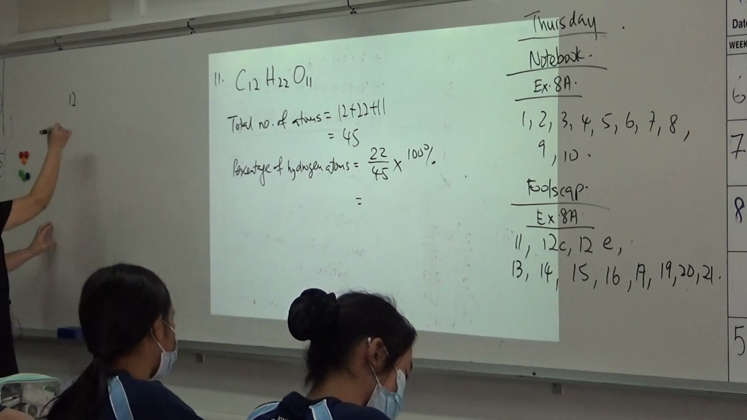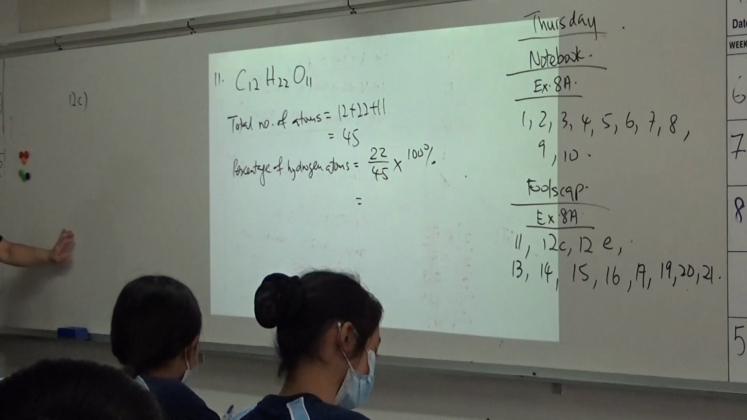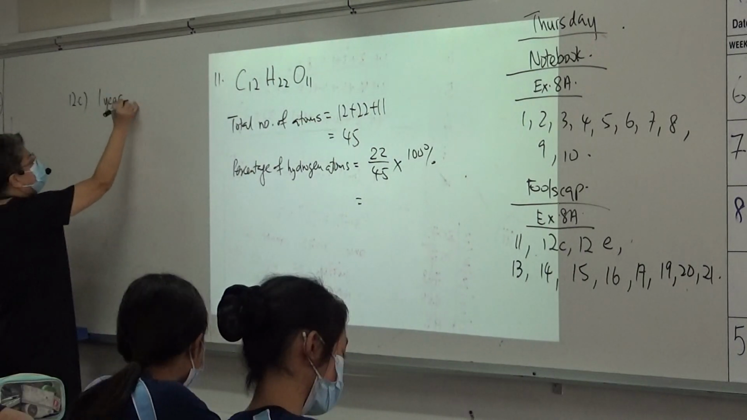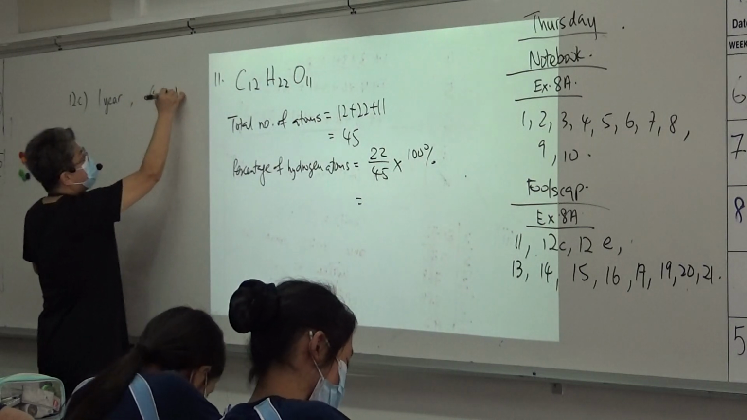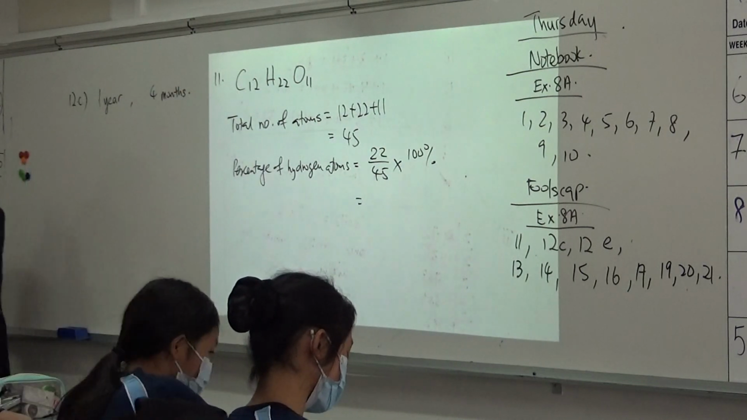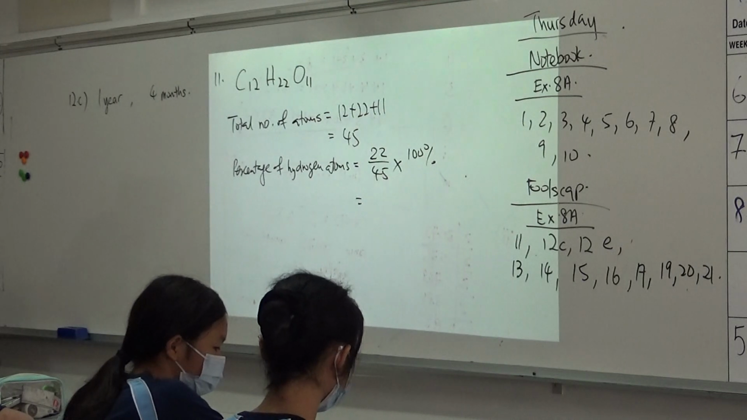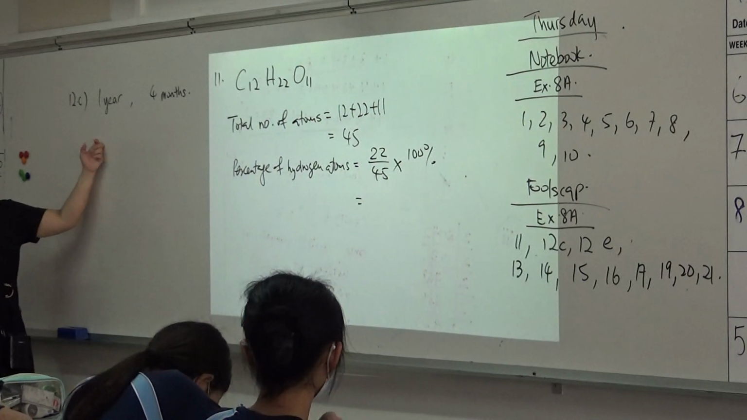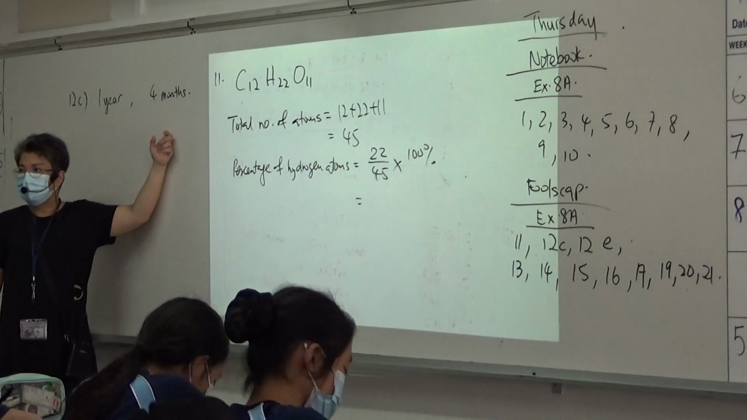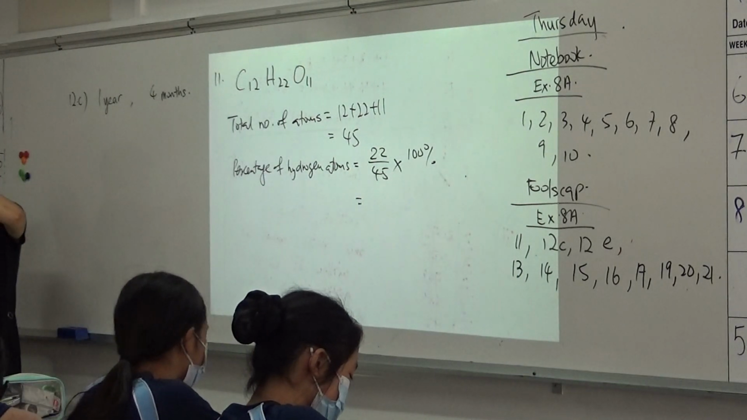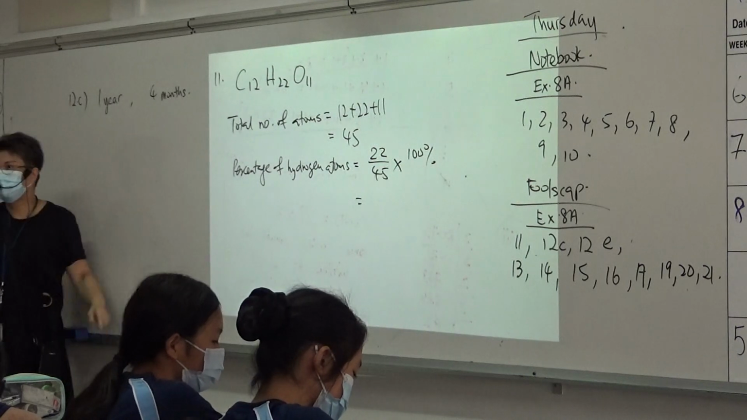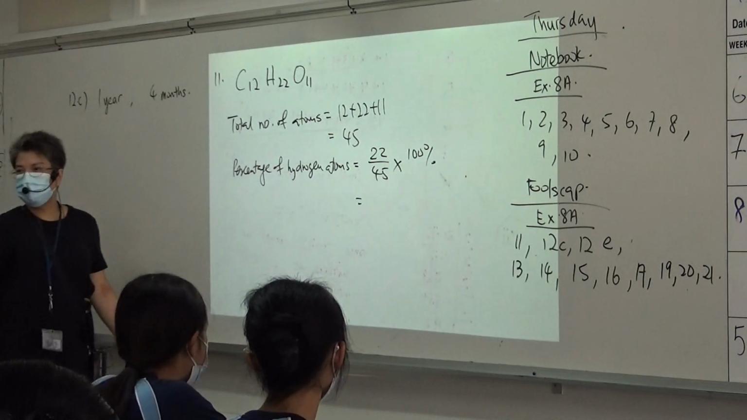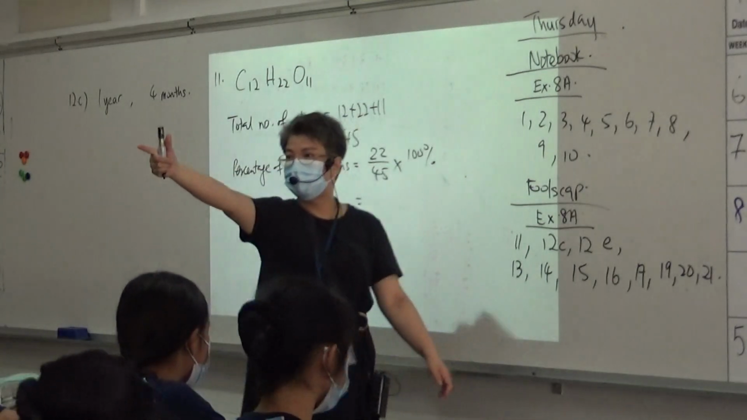Okay, I want to write 12C. What do we have here? 1 year, and then 4 months. They say express the first quantity as a percentage of the second quantity. Now, I just want to ask one question first. Can I take 1 over 4? Can I take 1 over 4? If yes, why yes? If no, why no?